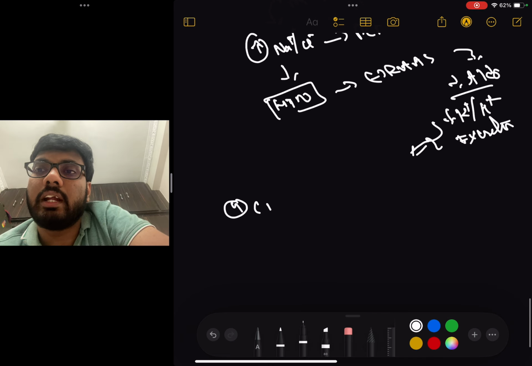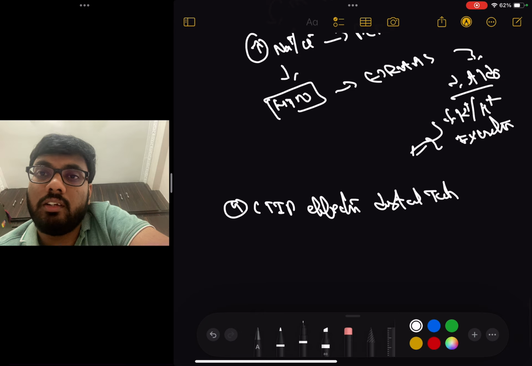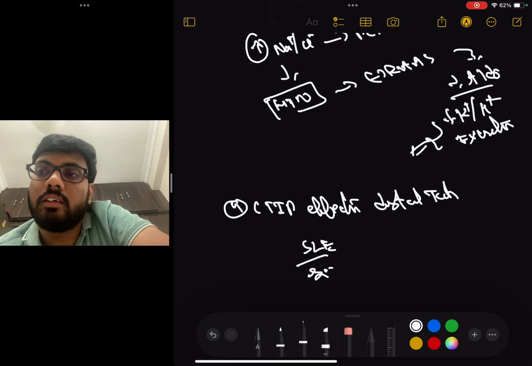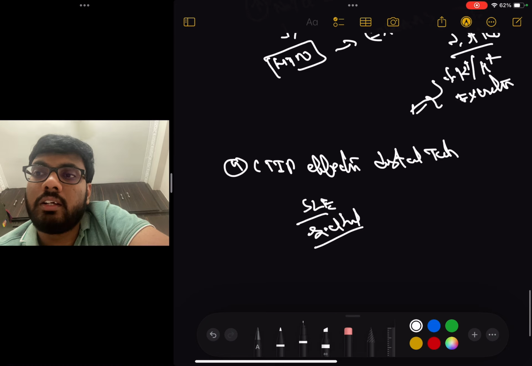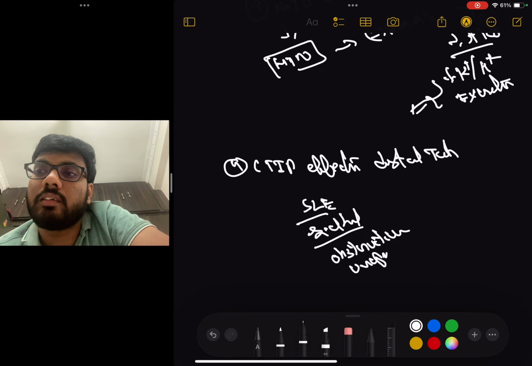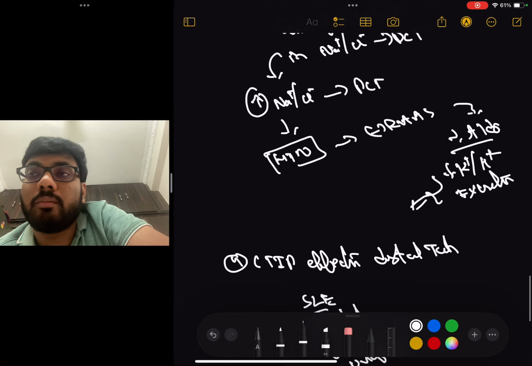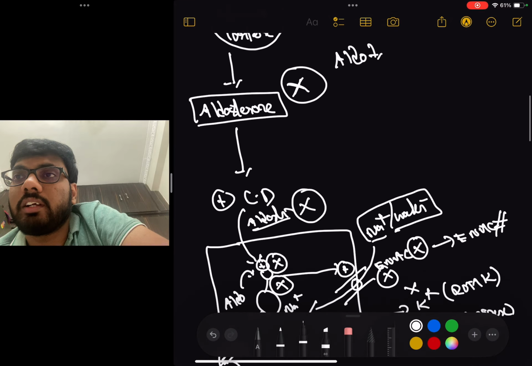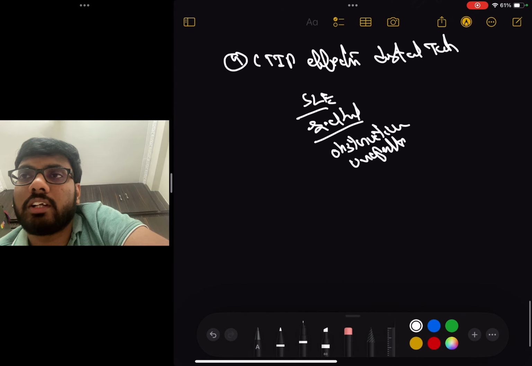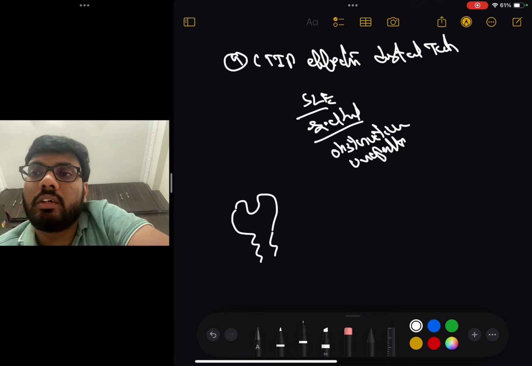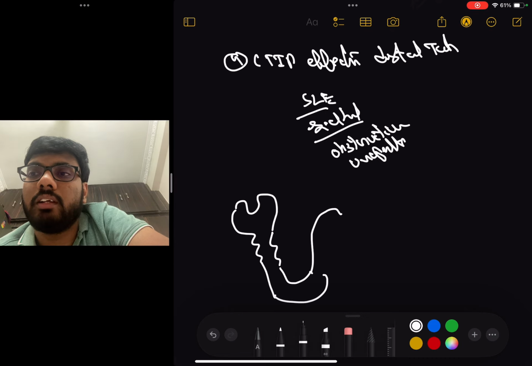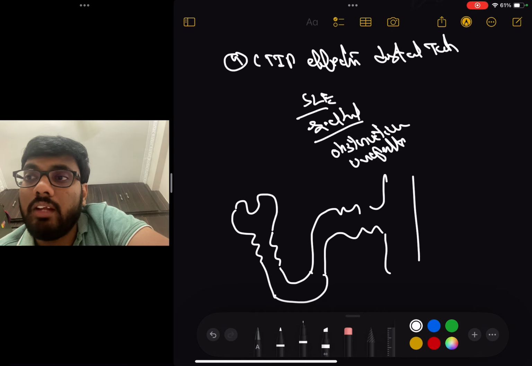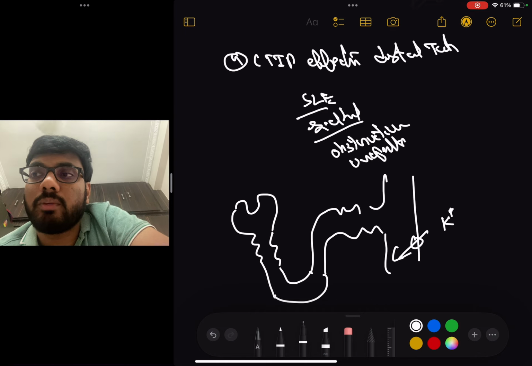Other cause is CTIDs, affecting the distal tubules. Classically seen in SLE, sickle cell nephropathy, and obstructive uropathies. Which part of the nephron is actually affected in CTI? This is the glomerulus, this is the PCT, loop of Henle, this is the DCT. Here we have the collecting duct, where we have the ENaC channel and excretion of potassium and H+.